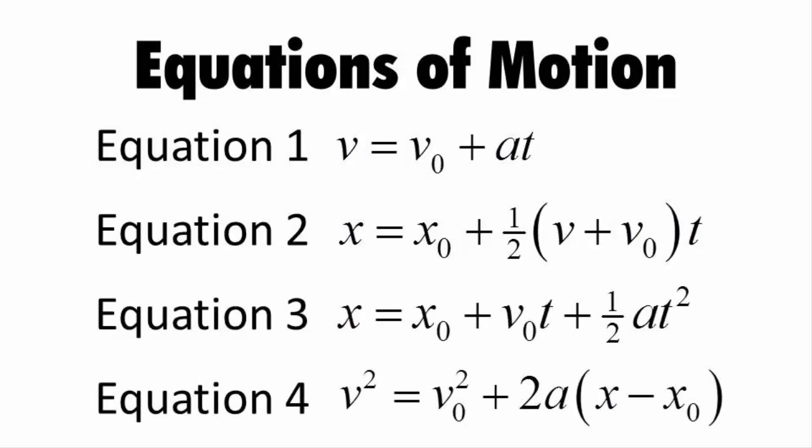Equation 1 does not include displacement as a variable. Equation 2 does not include acceleration. Equation 3 does not include the final velocity, and equation 4 does not include time. When used in combination, these equations of motion are all that are really needed to describe motion of objects in a straight line.